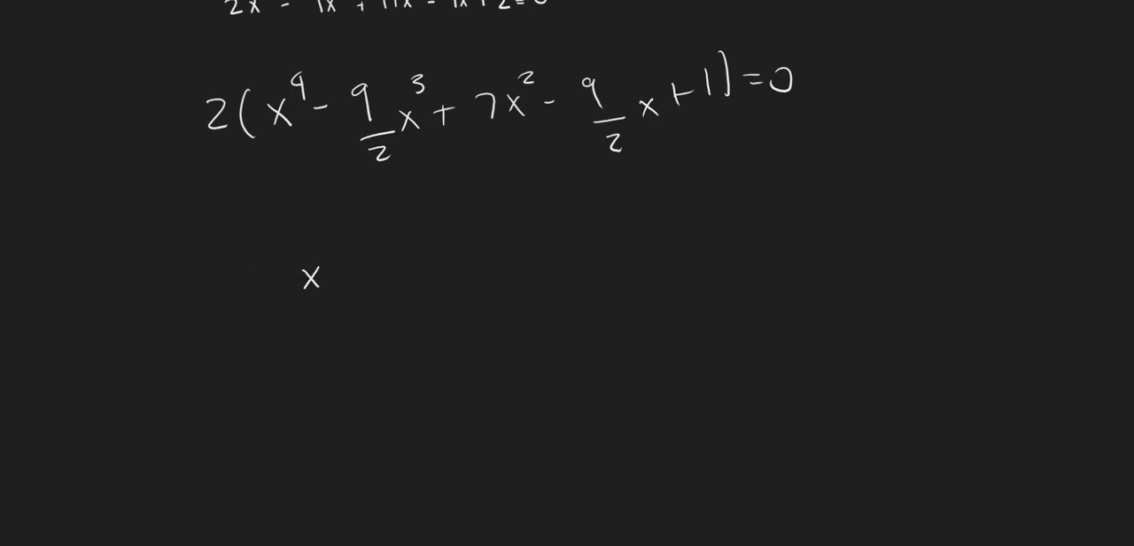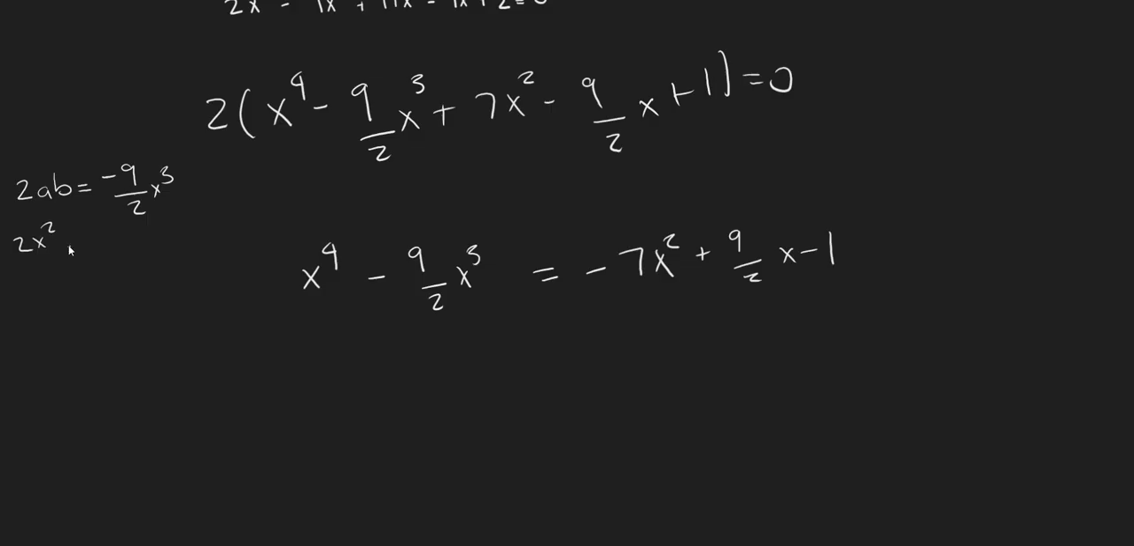So x to the power 4 minus 9 over 2 x cubed equals minus 7x squared plus 9 over 2 x minus 1. And now this is A, this is the middle, and we gotta find B. So we know that 2AB equals negative 9 over 2 x cubed. 2x squared times B equals negative 9 over 2 x cubed. These two cancel out. We get B equals negative 9 over 4x. So let's write that down now.